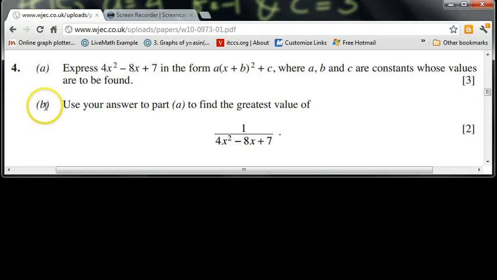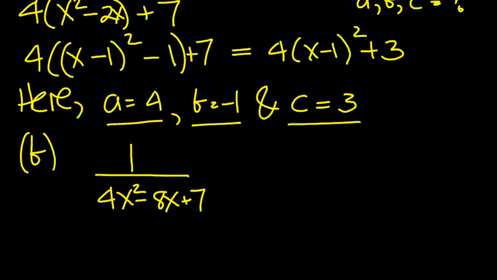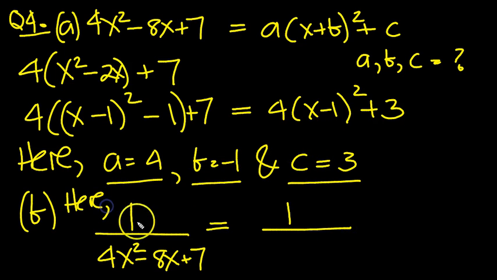Right, let's have a look at 4 part B now. It says use your answer to part A to find the greatest value of this thing here. So we've written this in that form, and now we need to work out when this is the biggest value possible, the greatest value. Okay, so here we've got the equation in question, the thing we're going to consider the greatest value of. We know that that's equal to this thing here, so we can straight away write that as 1 over, so here this thing equals 1 over 4 x minus 1 squared plus 3.